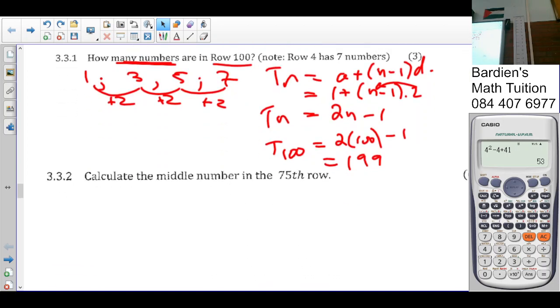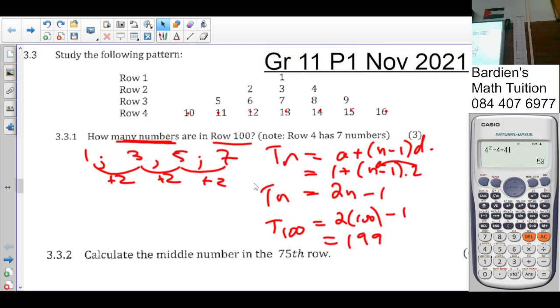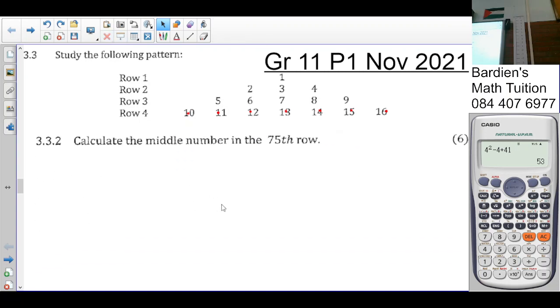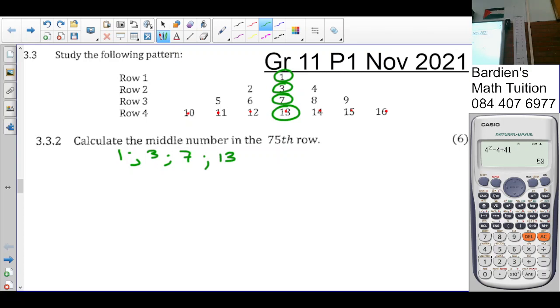Then the question is asked with regards to calculate the middle number in the 75th row. So we don't actually need this. They want to know the middle number in the 75th row. So if you look here, what is the middle number here? It's 1. Here, 3. Here, 7. Here, 13. So those are the middle numbers of row 1, row 2, row 3, row 4, and so on. So they want to know what number is in the middle of the 75th row.